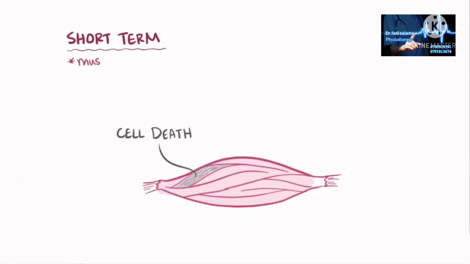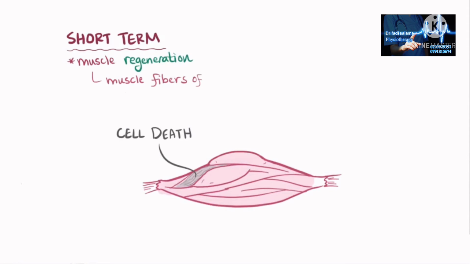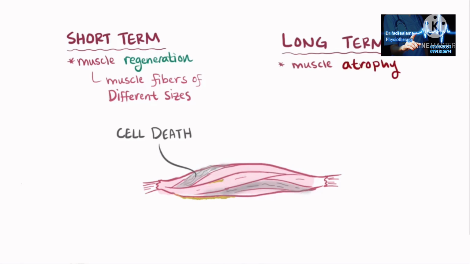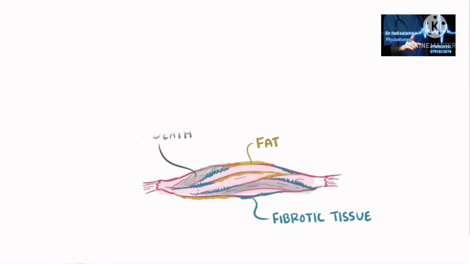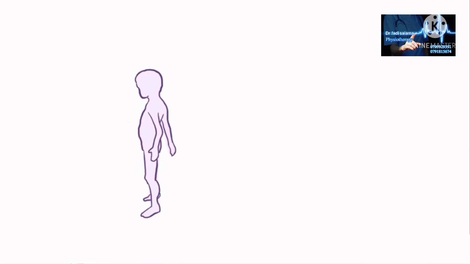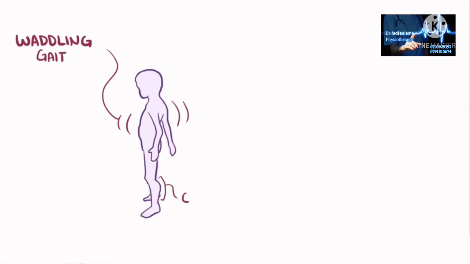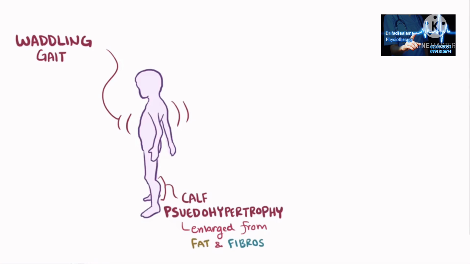In the short term, there's muscle regeneration, resulting in muscle fibers of different sizes. But in the long term, the muscles atrophy and are infiltrated by fat and fibrotic tissue, which leaves them really weak. This process is particularly noticeable in the legs, and children with Duchenne muscular dystrophy begin to walk later in childhood, and they have a waddling gait, and they tend to develop calf pseudohypertrophy, where they have visibly enlarged calves, which are large because of fat and fibrotic tissue rather than muscle tissue.